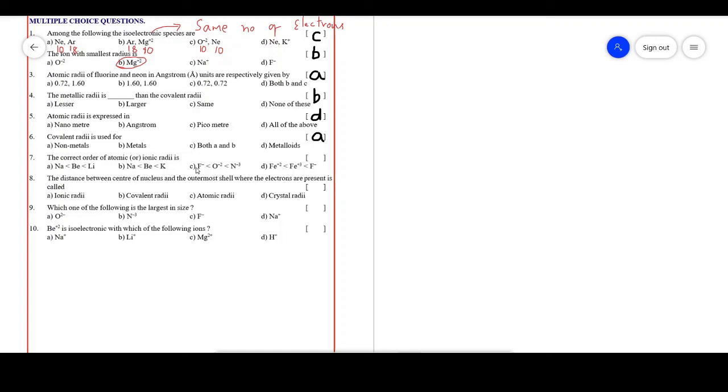So this is isoelectronic species, and in isoelectronic species, the more the negative charge, the larger is the size. So answer is C. Next, the distance between the center of the nucleus and the outermost shell where the electrons are present is called the atomic radius. So this is C.